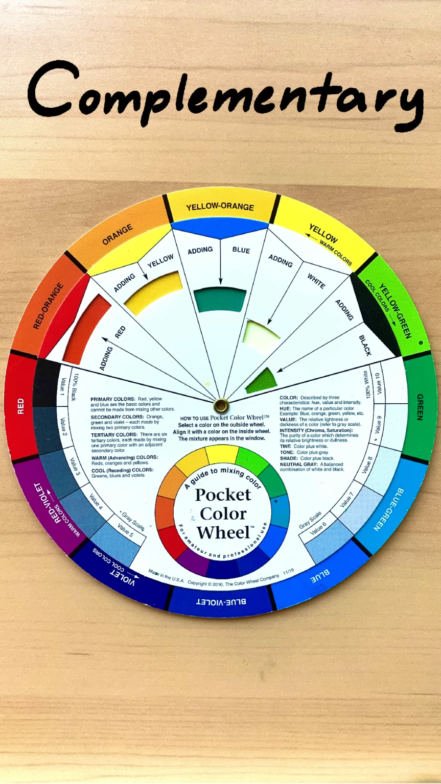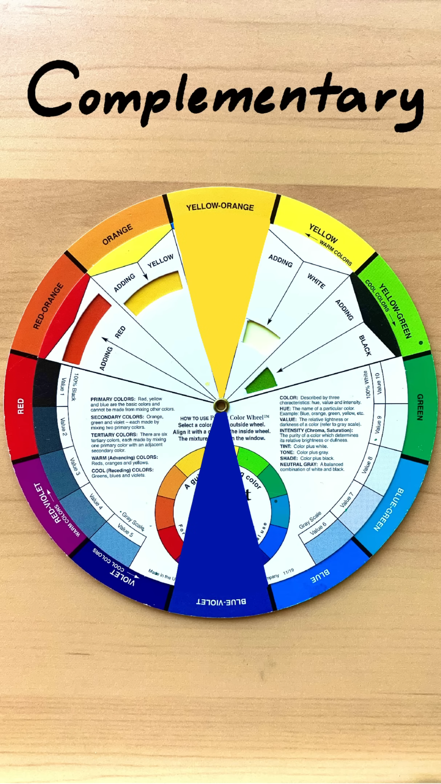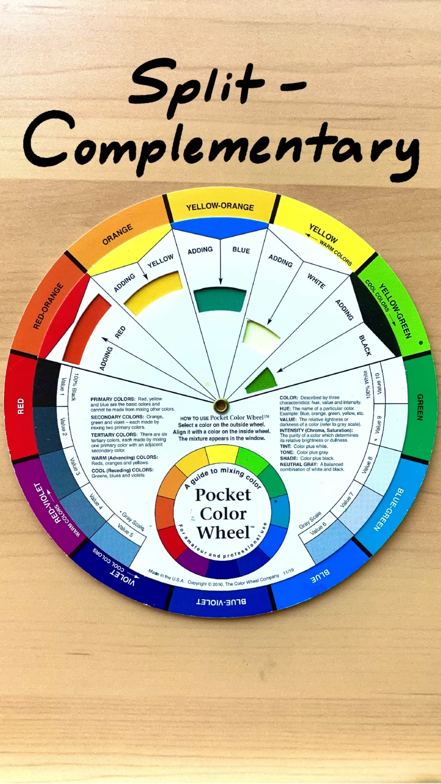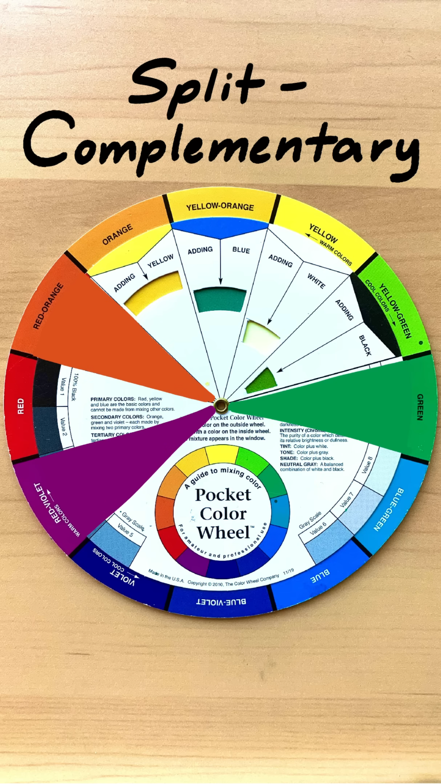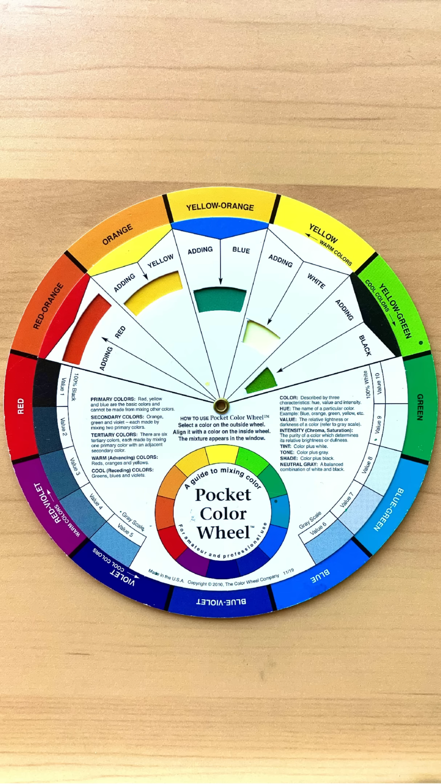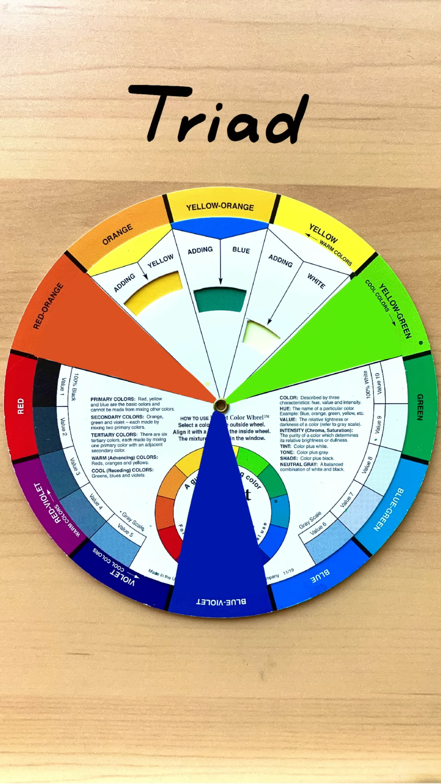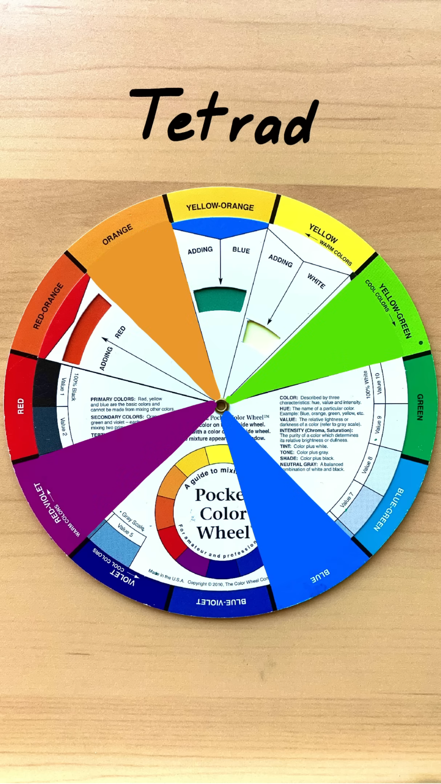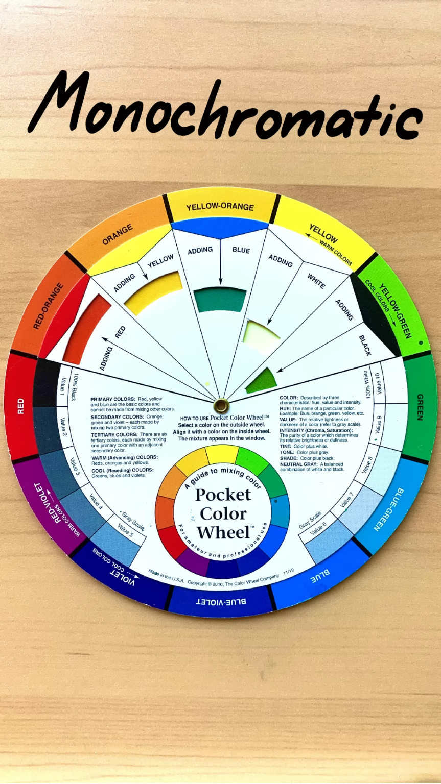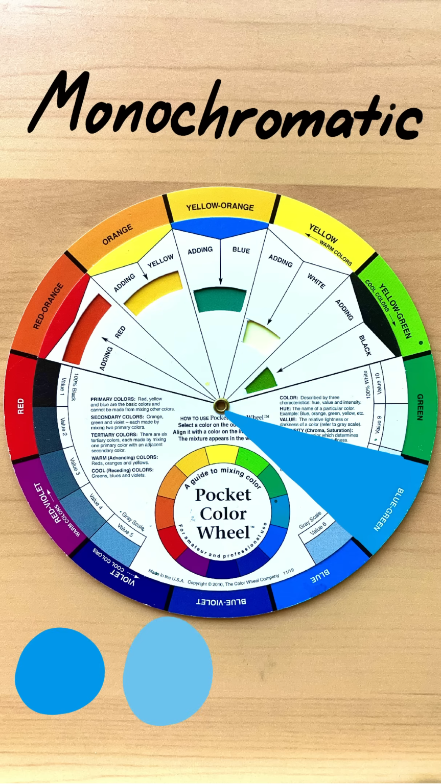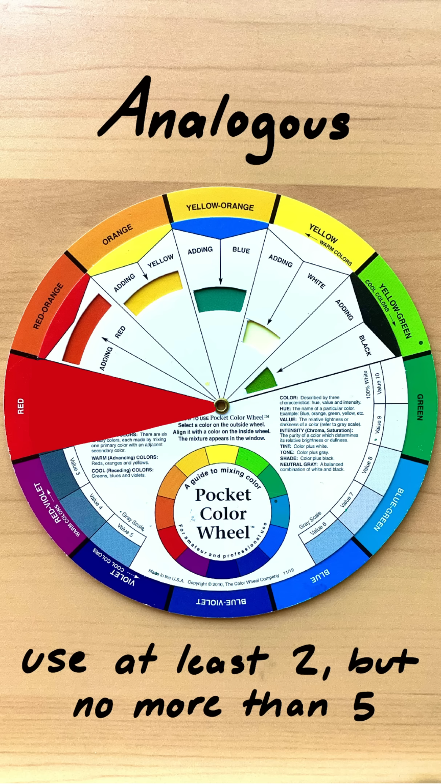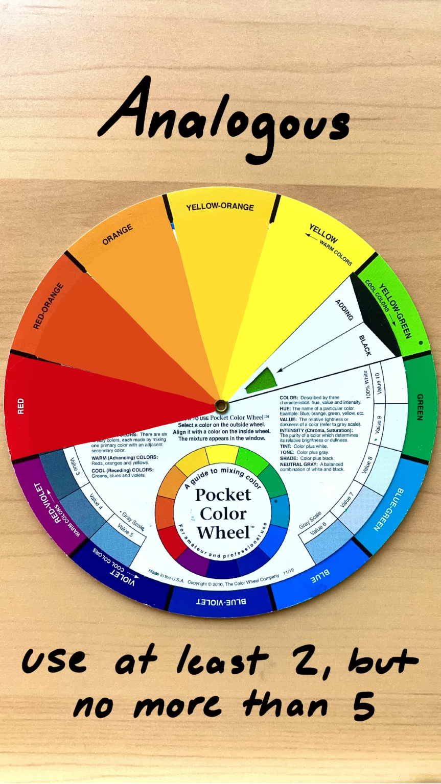These include complementary, which is when you're using two colors that are directly opposite from each other on the color wheel. Split complementary, which is where you're using any color with two colors on each side of its complement. Triad, using three colors equally spaced from each other on the color wheel. Tetrad, using a combination of four colors on the wheel that are two sets of complements. Monochromatic, which is where you're using any tint, tone, or shade of just one color. And analogous, which is where you're using colors that are adjacent to each other on the color wheel.